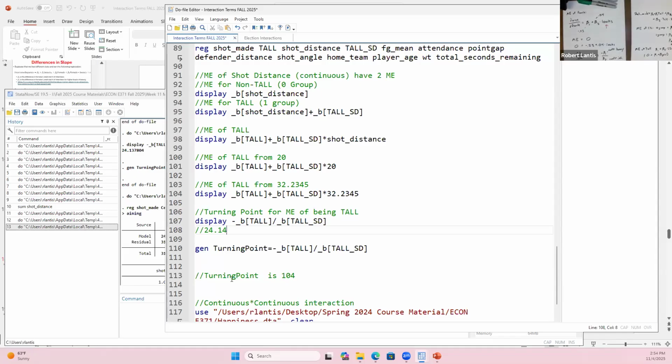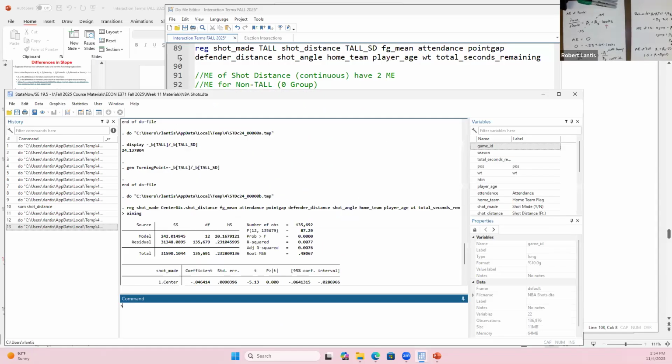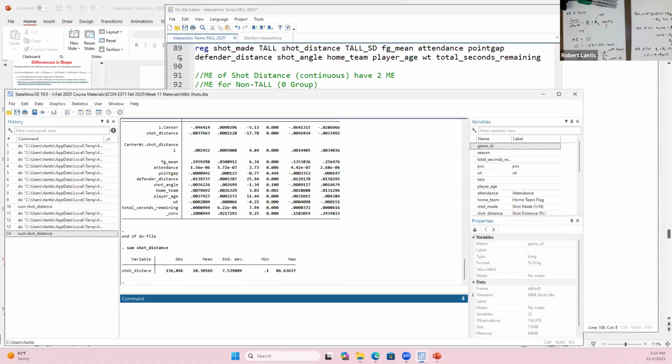So I said, what if the turning point was 104? Well, if I look at that shot distance variable, will that value ever occur in my data set?